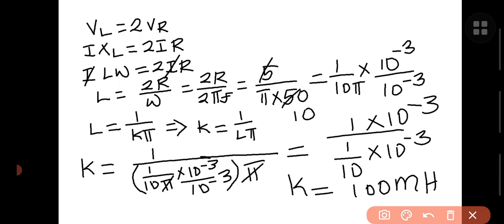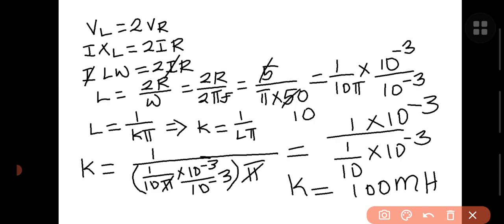Substituting, we get L equal to 1 by pi into 10 to the power minus 3 divided by 10 to the power minus 3. Why have we added this term? Because 10 to the power minus 3 divided by 10 to the power minus 3 will not change the value of L. Our answer should be in millihenry, so we are multiplying and dividing by 10 to the power minus 3.